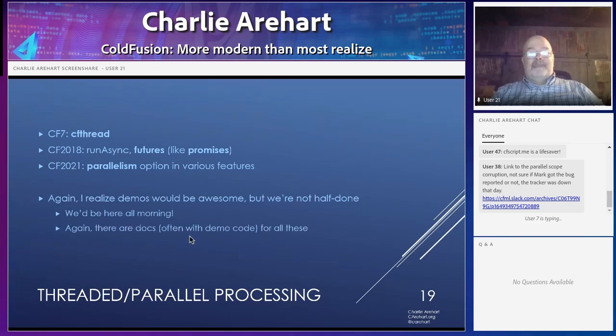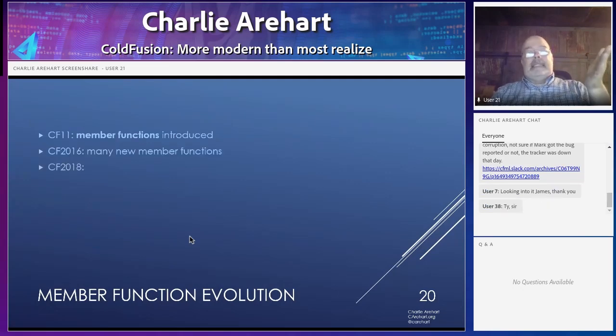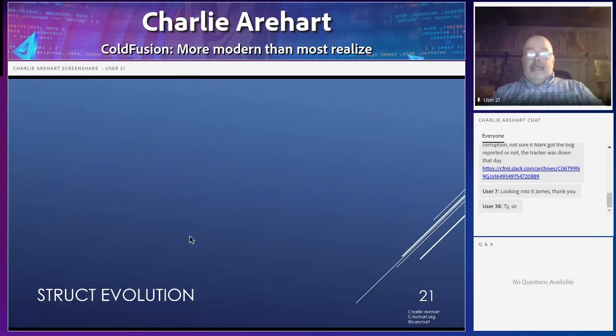So let's move on. Member function evolution. Again, I don't have time even to explain it, but if you know what member functions are, they were introduced in CF11 8 years ago, and more were added in 2016 and still more in 2018 for different kinds of things. So it's just evolved and evolved and evolved. And 2018 added the ability to chain member functions, and then 2021 added still more. I'll just leave it at that and say this: member functions have evolved a lot over the years. So have structs.